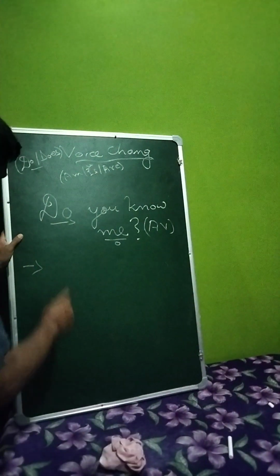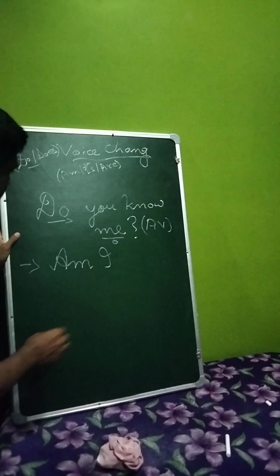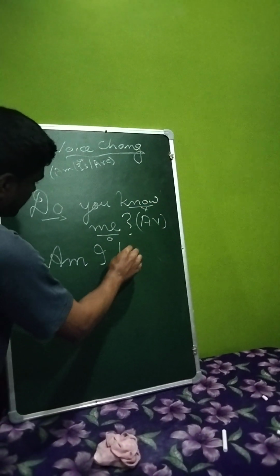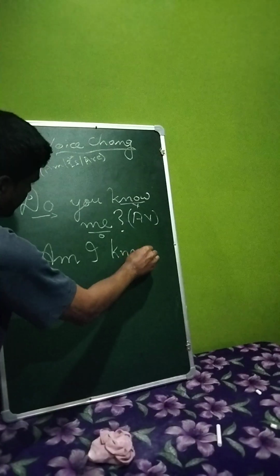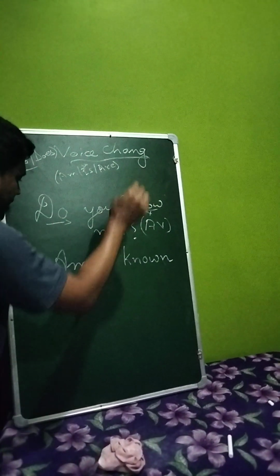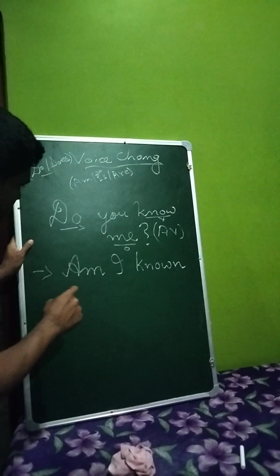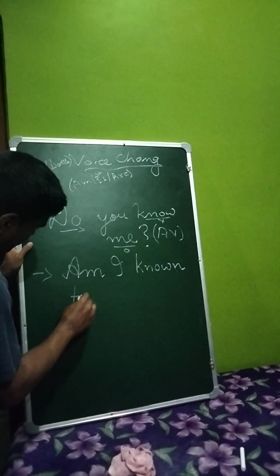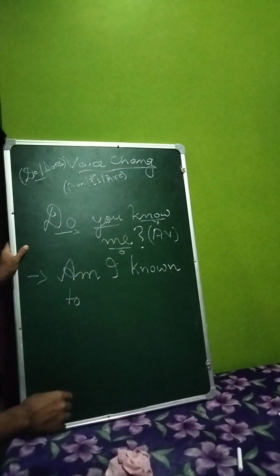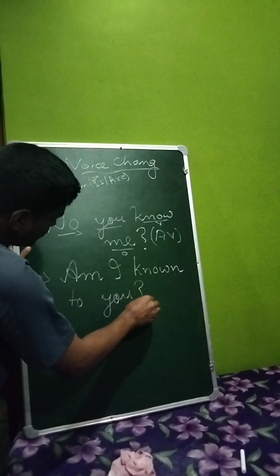You see, now am, then I, am I. Now this is the verb 1. We have to change it into verb 3. Am I known? After changing verb 1 to verb 3, known, the preposition used is to. Am I known to? The subject is you, and its objective form is also you. Am I known to you?